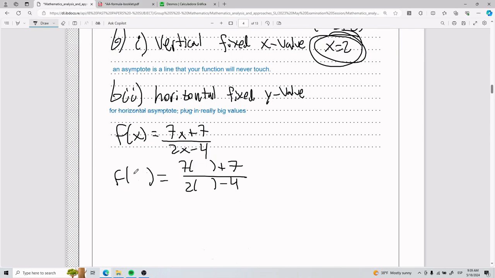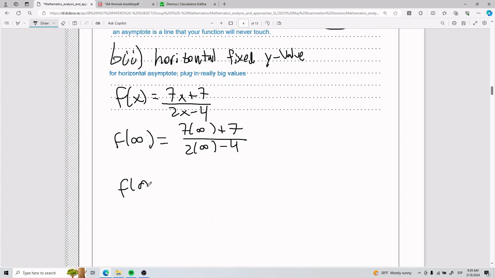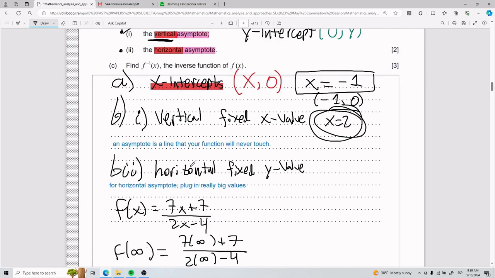So let's imagine for a second that you're plugging in infinity. I know this is kind of whack, but just trust me for a second. If you plug in infinity, think about it: we have 7 times infinity plus 7 divided by 2 times infinity minus 4. And when you have infinity going around, which is just a crazy massive number, and this is not actually how infinity works, but intuitively, for the horizontal asymptote, it's going to help.